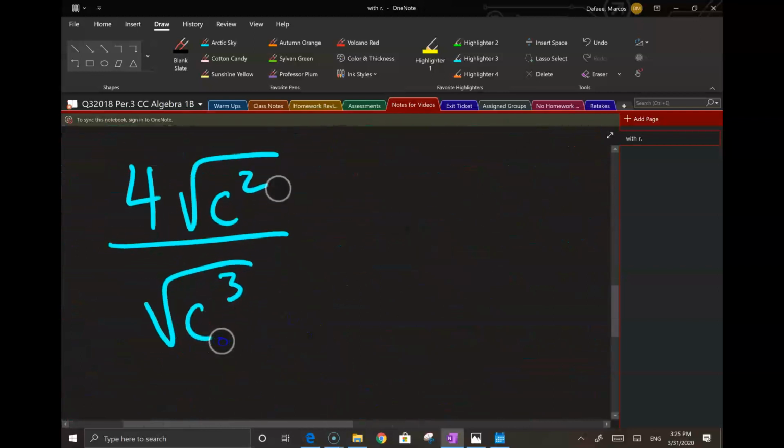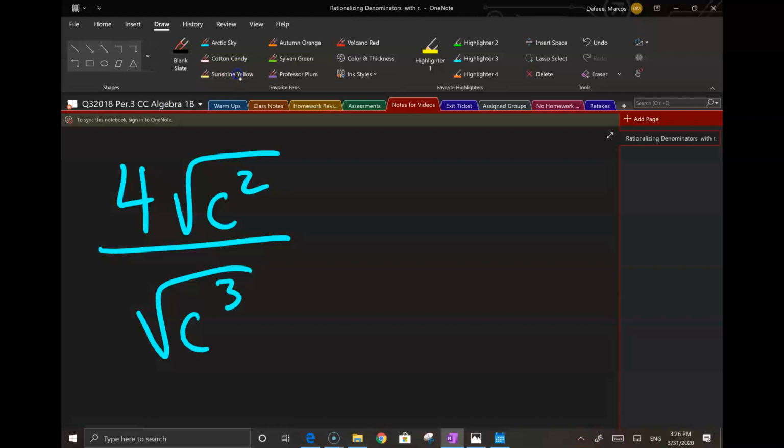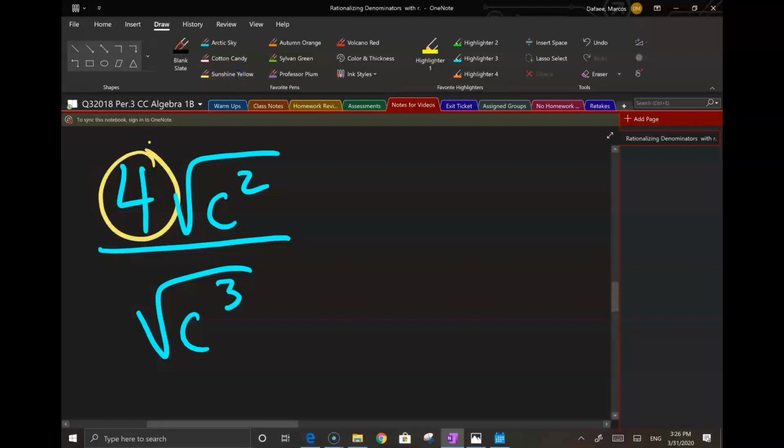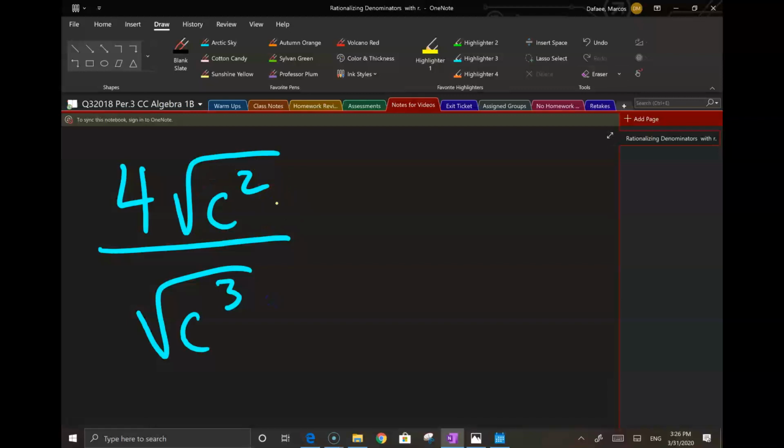In example number 3, we have a number on the outside, which is the 4, and on the inside, this time we have variables. So we have c to the 2nd power and c to the 3rd power. There are different ways of approaching this question, so I'm going to only present you with one way of doing it, but I encourage you to explore other ways as well.